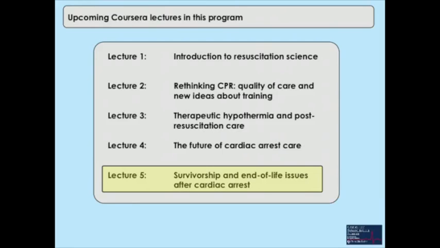Finally, in our last lecture in this series, we'll be talking about survivorship and some of the end-of-life issues that come up after survival from cardiac arrest for both victims and loved ones.